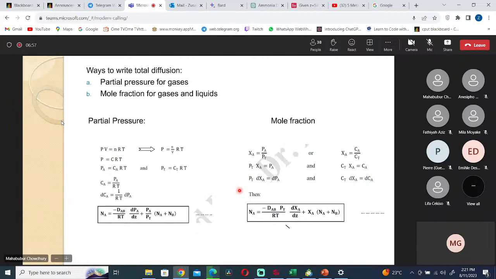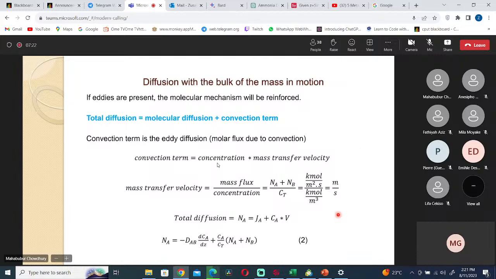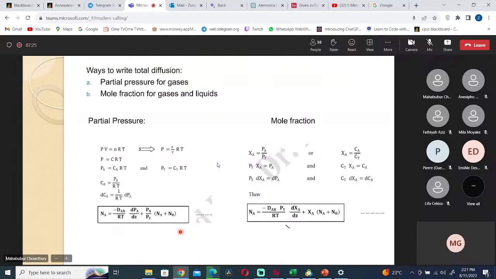And if that is the case, I can rewrite this whole equation again, saying that NA equals minus DAB PT over RT, and replace the dP over dz with dXA over dz, and replace this part here by XA multiplied by NA plus NB. So this total diffusion, you can write any way that you want. If you want to write it in terms of concentration, mass flux, no problem. If you want to write it in terms of partial pressures, no problem. If you want to write it in terms of mole fraction, no problem. You are the one who decides how you want to do it.